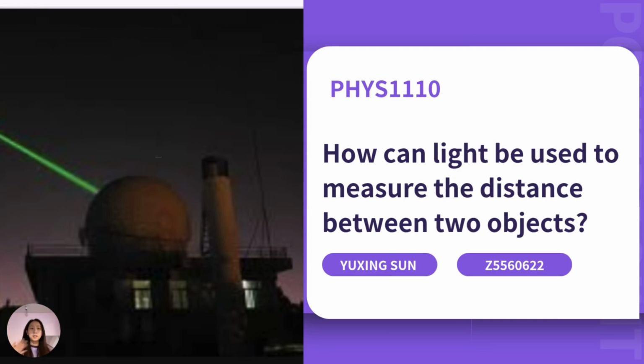Hello everyone, my name is Yuxing, and today I will talk about how light can be used to measure the distance between two objects. Most people think light only lets us see things, but light can also help us measure distance. Today I will talk about three parts: how this works, why it works, and where we can use it in our daily life.